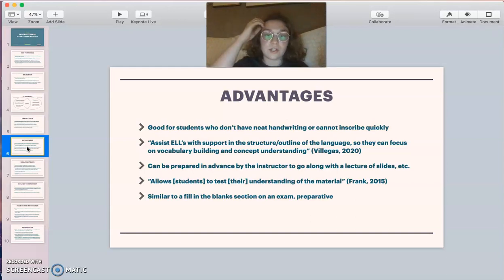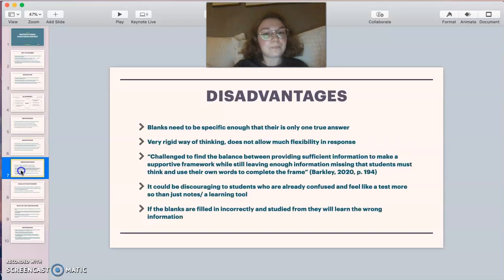It also allows students to test their understanding of the material, which I've said, and it is similar to a fill-in-the-blank section on an exam, which then prepares them because they're used to filling in blanks. So if you put it on a final, it's a technique that they're used to doing.